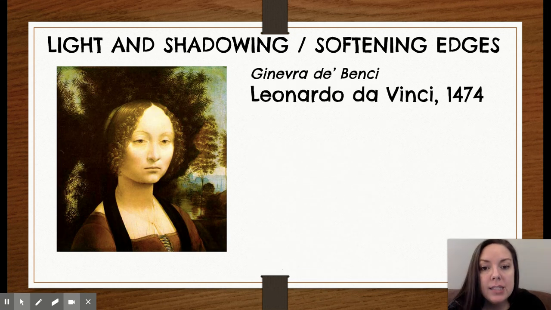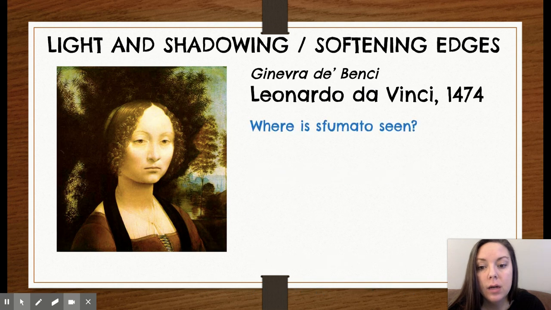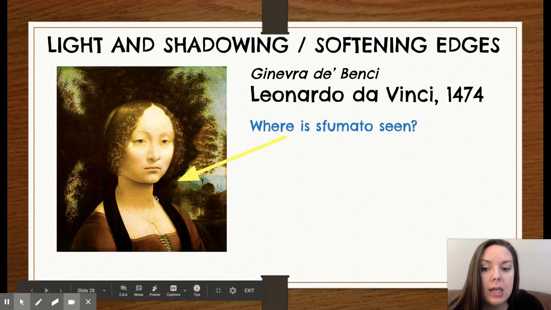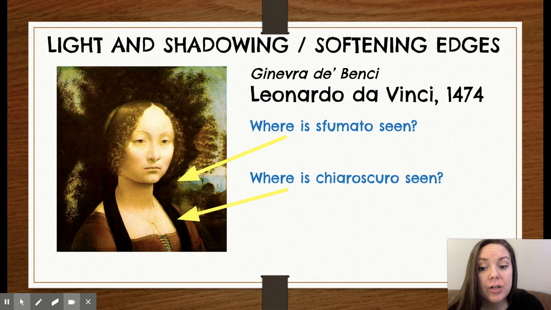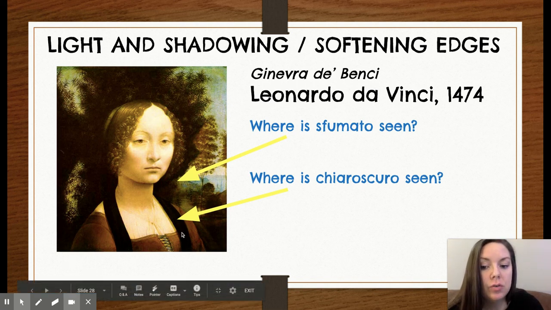So sfumato is a gradual blending, chiaroscuro is a contrast. So we'll see that here in this painting. So this is Ginevra de' Benci by Leonardo da Vinci in 1474. So you can see sfumato, that gradual blending, when we see the blending of the tree background in her hair and the black collar on her neck. And then we see the chiaroscuro, the stark light and dark contrast from her skin tone to the black on her dress.